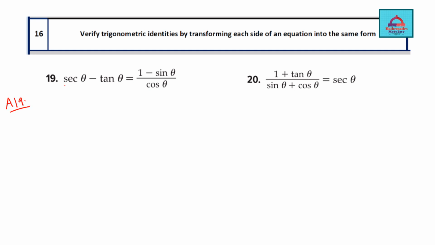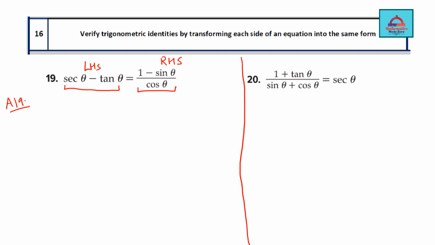Now here there are two sides. One is the left hand side, one is the right hand side. Usually in these kind of questions, the answer is already given. We just need to show that both the sides are coming out to be the same thing. So let's solve the question.